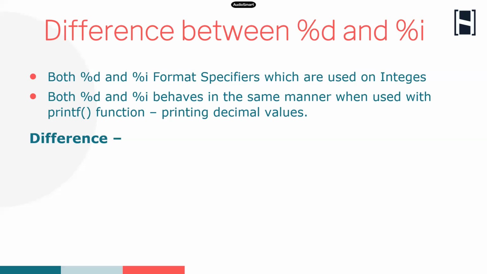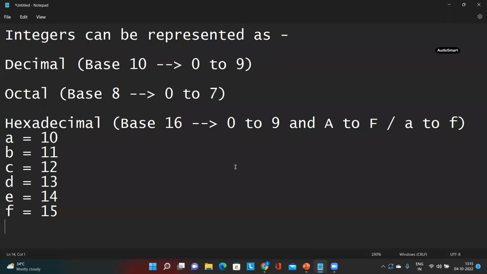The difference between these two format specifiers can be clearly seen when making use of them inside a scanf function. Before going into the differences, let us first understand one small point regarding our integer data type. Our whole numbers can be represented in the C language using three number systems. Three number system formats are accepted to store or hold our integer values.